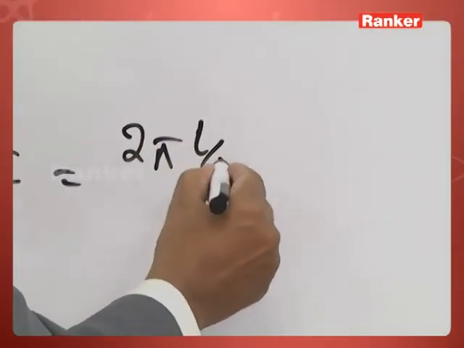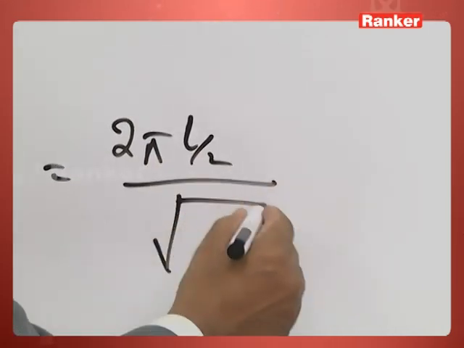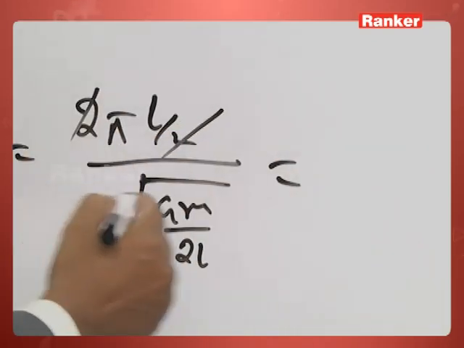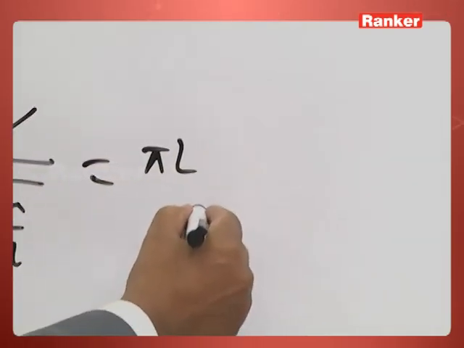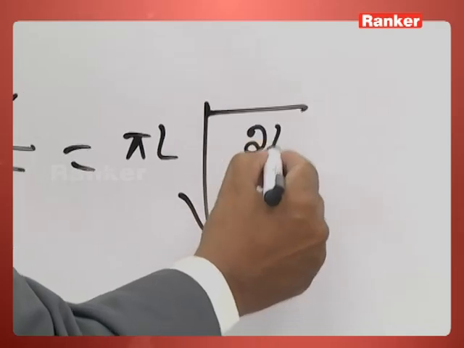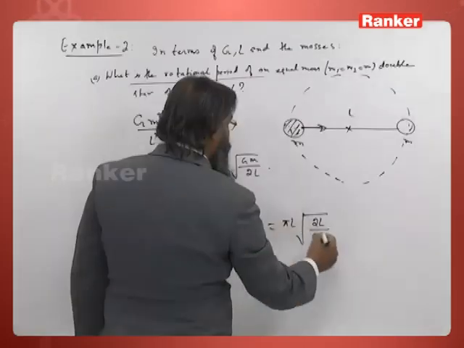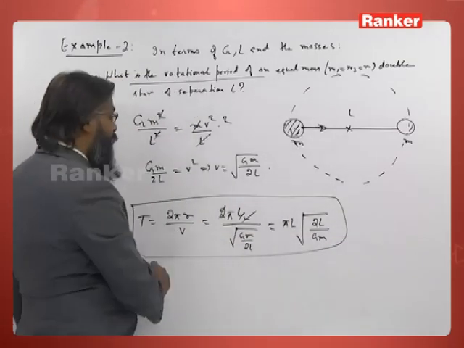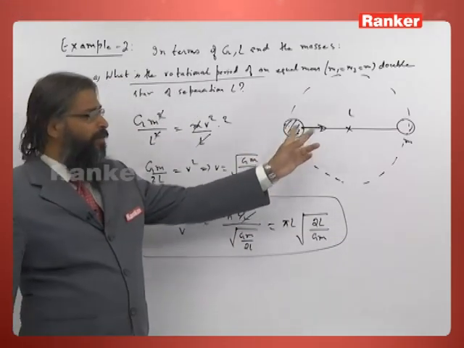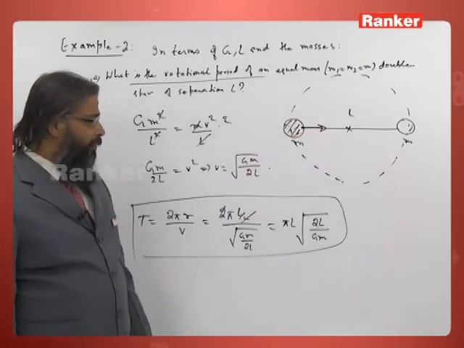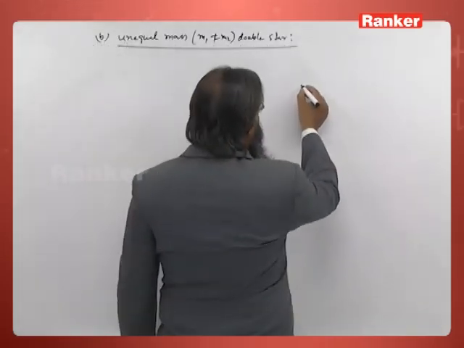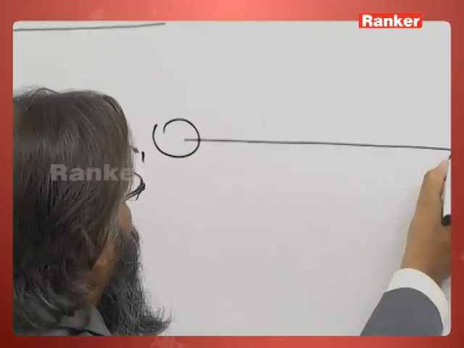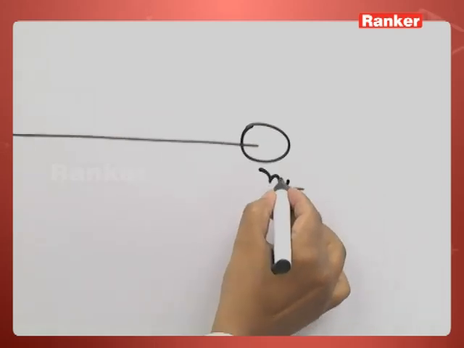So, L by 2 is here and v is root over G m by 2L. So, this 2 cancels. So, we have pi L by root over 2L by G m. So, this is the time period of this double star system in which the masses are equal. Now, let us come to another double star system with unequal masses m1 and m2.